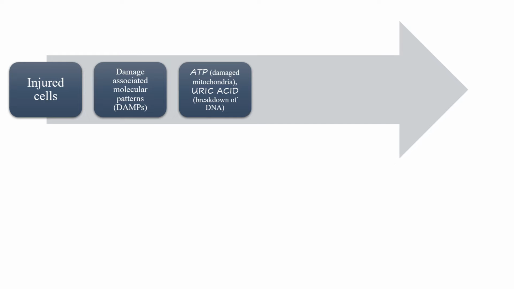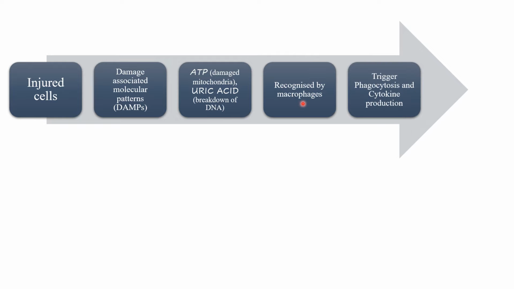But now that the cell is injured, and its plasma membrane is ruptured, it will release these substances into the extracellular space. When these are released into the extracellular space, these are recognized by macrophages, and when they are recognized by macrophages, they will elicit or trigger phagocytosis and cytokine production. This cytokine production will lead to inflammation, and because of this inflammation, there will be release of certain proteolytic enzymes, and combination of phagocytosis and the enzymatic reaction will lead to the clearance of the necrotic cell from your body.